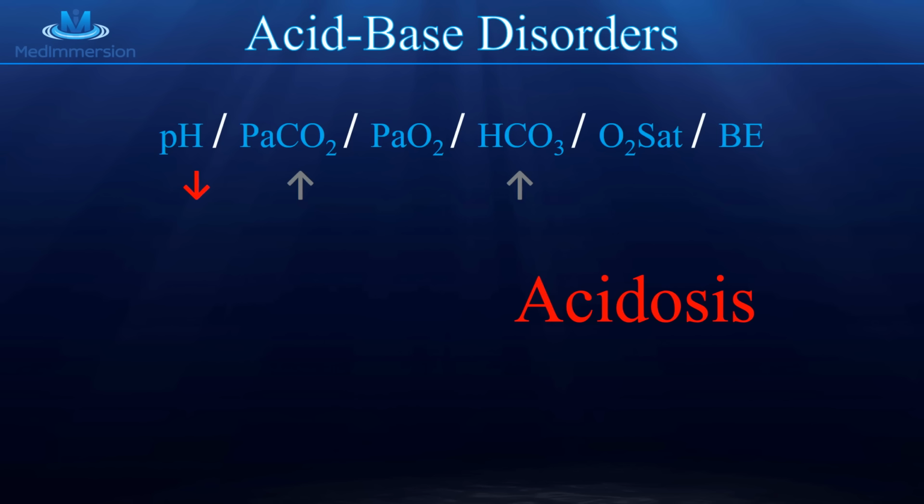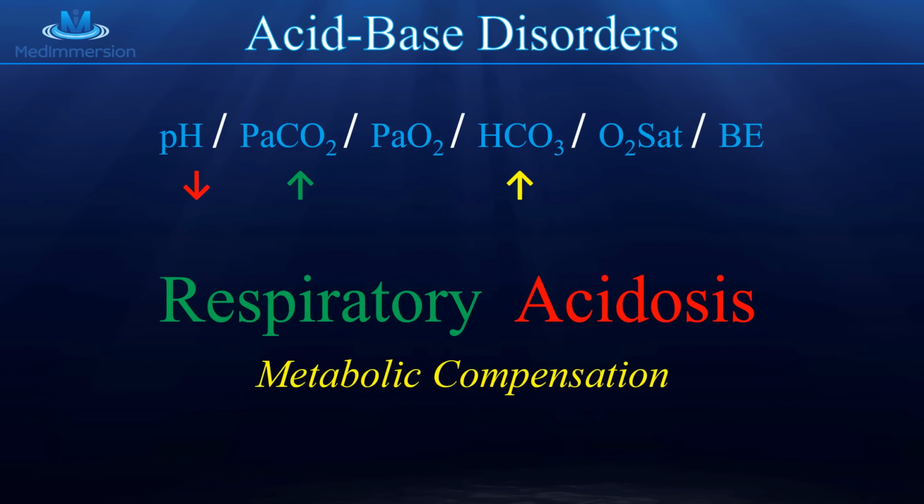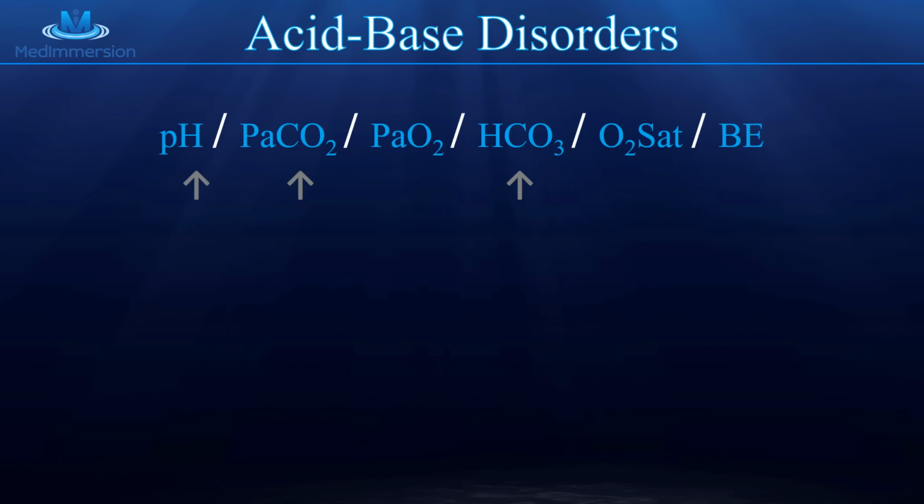It is respiratory. Can you see that? Can you see how there's an increase in CO2 and therefore an increase in carbonic acid causing the pH to go down? Respiratory acidosis with a metabolic compensation. Shoot, now that you're a pro, I'm just gonna let you figure this out by yourself. You can pause the video and I'll give you the answer in just a second.